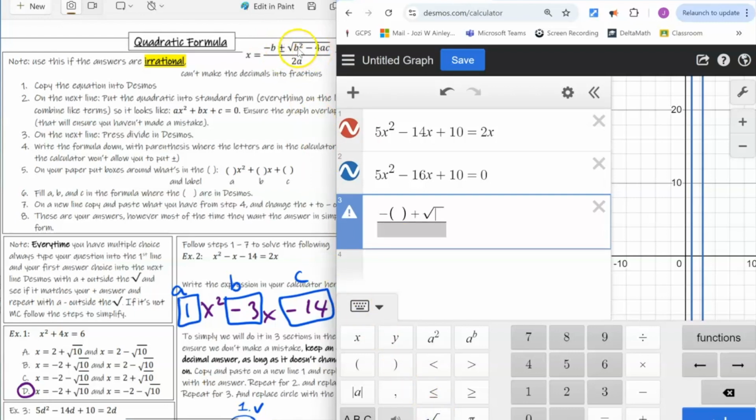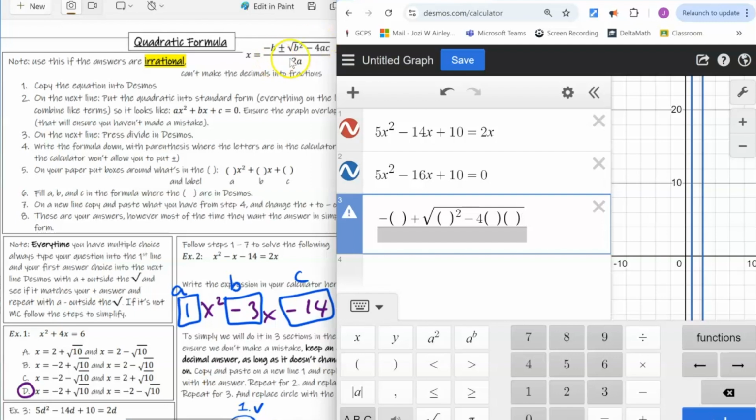Square root, and then I have a B, which means I have a parentheses, and then squared. Minus, we're right here, 4. I see 2 letters, so I'm going to do 2 parentheses. Then on the bottom, 2. And then I see a letter, so a parentheses. All right, so on your paper, put boxes and label A, B, C.